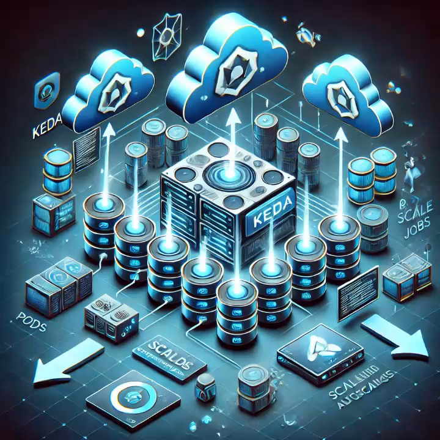KEDA, on the other hand, is more granular. It scales the individual applications running on that infrastructure. So Karpenter is like expanding the concert hall, while KEDA is adjusting the size of the orchestra within that hall. Yeah, that's a good analogy.